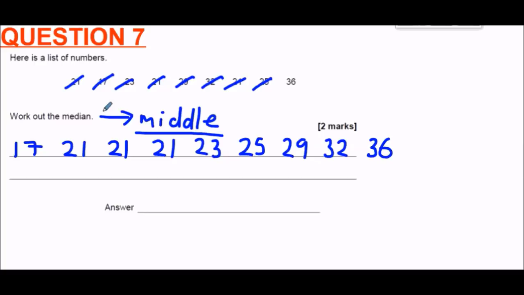Now to find the middle one, we can just work in from end to end. It's not going to be the smallest or biggest, so we just work in from end to end until we get to our middle number. And lo and behold, the one in the middle, the one that's left, is 23. And so our median for this question is 23.